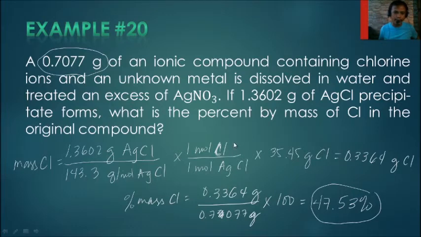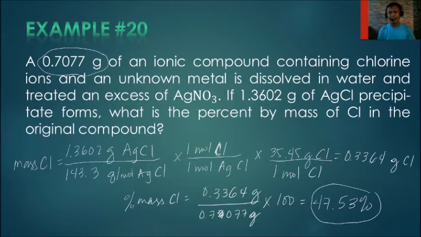Then, after that, by dimensional analysis, for every 1 mole of silver chloride, there will be 1 mole of chlorine. And i-multiply na natin yan finally sa 35.45 grams per mole of chlorine, which is the molar mass naman ng chlorine. And you will get 0.364 grams of chlorine. And from this one, malalaman na natin kung ano ang magiging percentage mass ng chlorine.